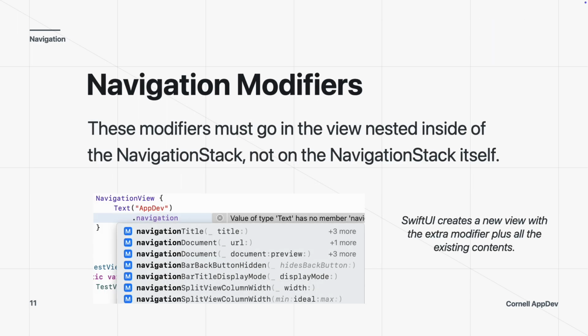There are also navigation modifiers. Remember that we can add modifiers to views to produce a different version of the view. Since NavigationStack is also a view, we can add navigation modifiers to the views nested inside this NavigationStack. For example, as you can see here, we can set the title. We can also choose whether to present or hide the back button, or change the display mode of the navigation view.